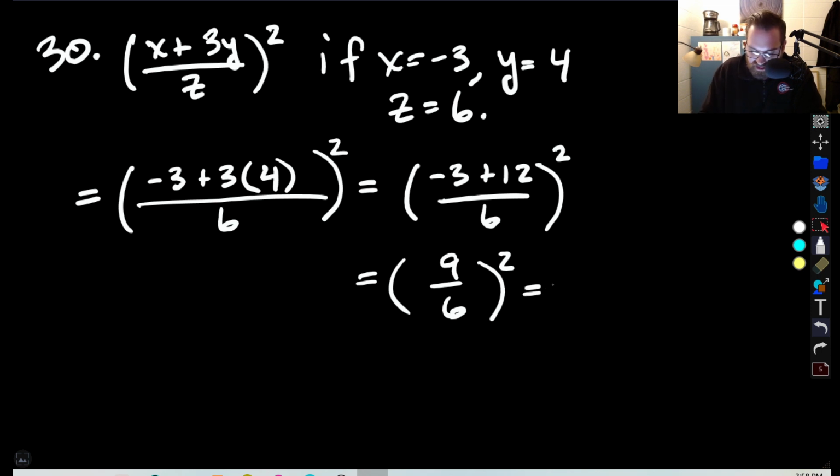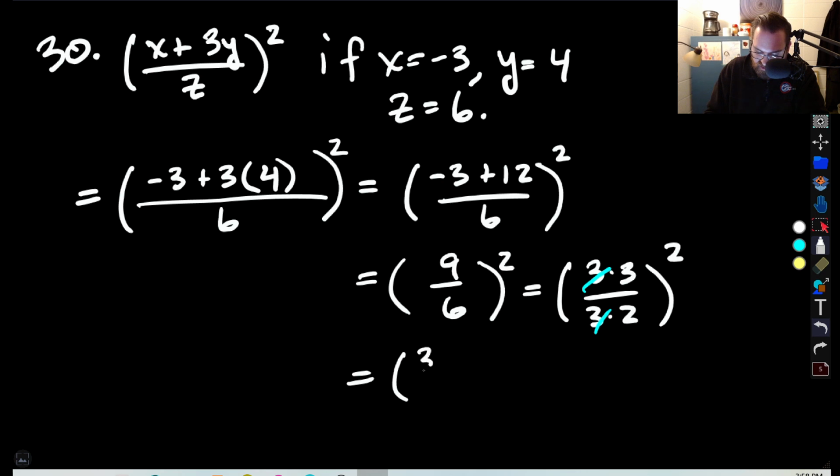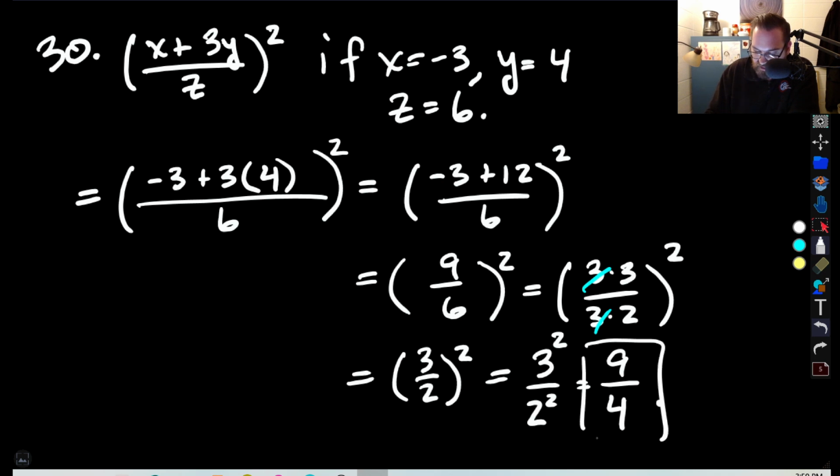And I can actually reduce this down. You'll notice really quick that this is the same as 3 times 3 over, I think we had this exact same thing before, 3 times 2. Okay? And so now what I can do is, you'll notice these two 3's are going to cancel. So I've got 3 over 2 squared. And if you get into a situation like this where you've got a fraction and that entire fraction is squared, all you do is you drop that 2 to both pieces. So that means that this is the same as 3 squared divided by 2 squared, which now is 9 divided by 4. And that's going to be my solution in this problem.